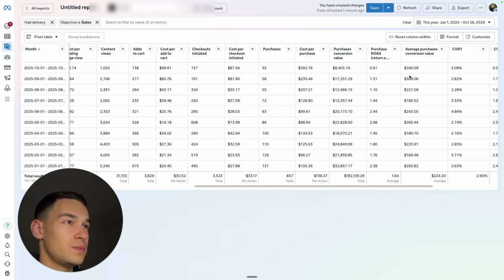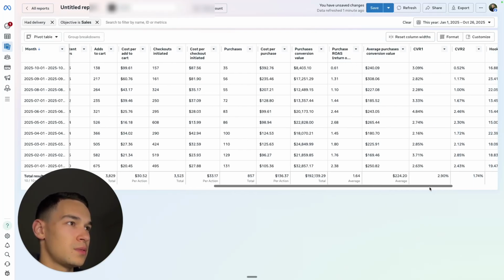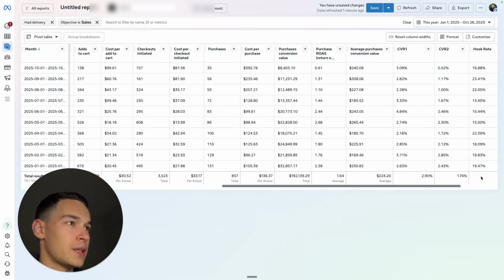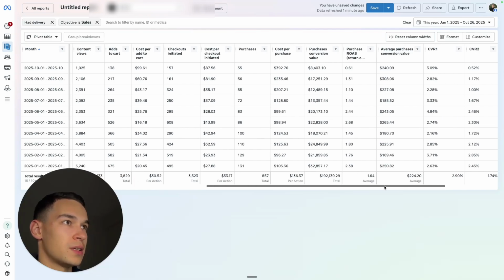Average order value, the highest was in August. Across the year, it was still 200 something. And the conversion rate, pretty much the same. The second one dropped a lot. The hook rate average, of course, is 18 to 22, 22 to 16, all right, got it.